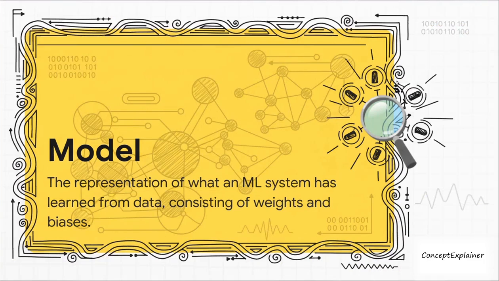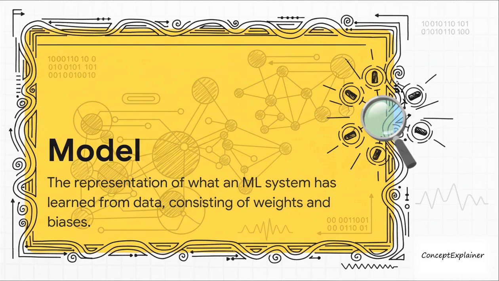Okay, so I keep throwing this word model around. What even is that? Well, a model is what you get after all that training. It's the set of rules, the patterns. Basically, it's what the system has learned, all packaged up mathematically. For a simple model, it really just boils down to 2 things, weights and biases.